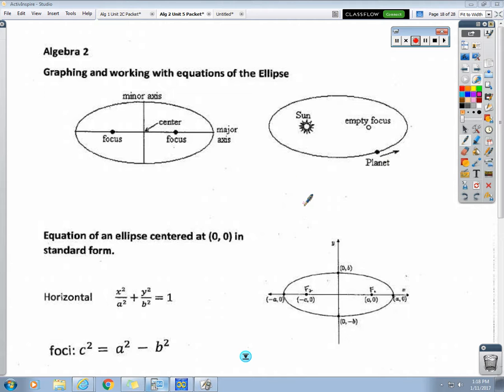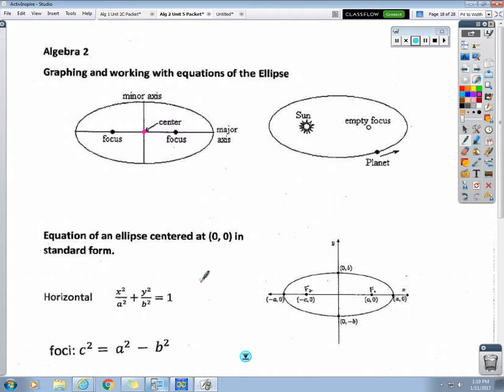Okay? Now, an ellipse is basically a stretched out circle. It's a conic section which is basically a stretched circle. An ellipse has a center, just like a circle does.